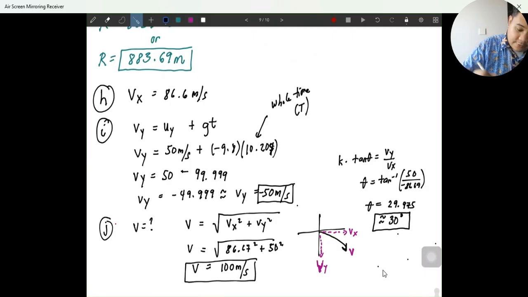Now, I forgot this one is negative. This one is negative. So what does it mean? The angle is in quadrant 4 or below the x-axis. That's why it's negative. Okay?